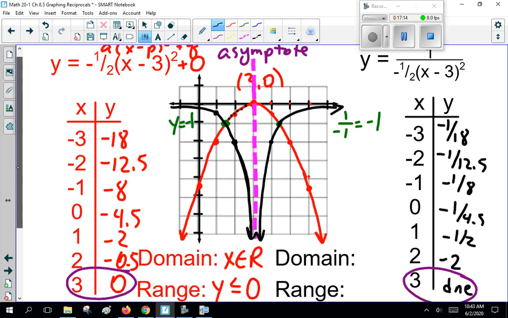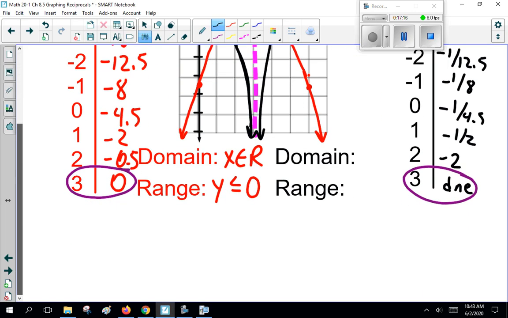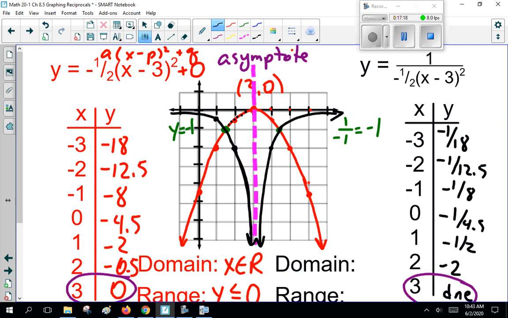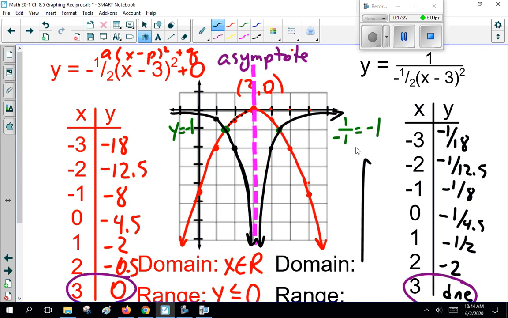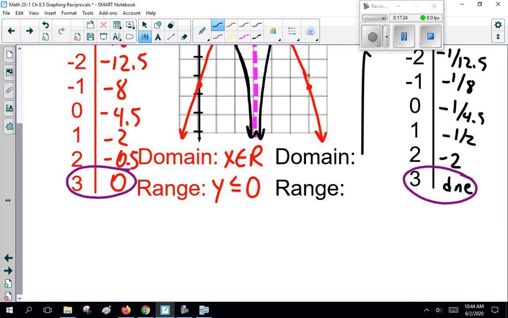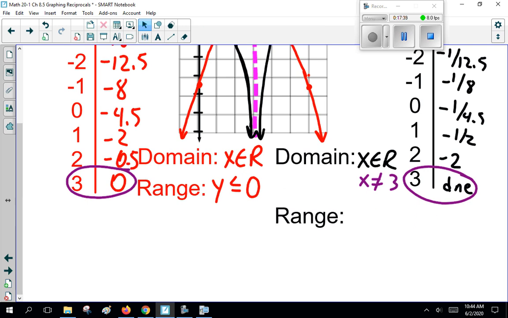Oh, domain and range. Domain. Oh, you poopy head, stop that. What is your issue? Stop that. Stop that now. X is all real. And somebody's going to point out x cannot equal 3, all right? Because I have asymptote or non-permissible value.